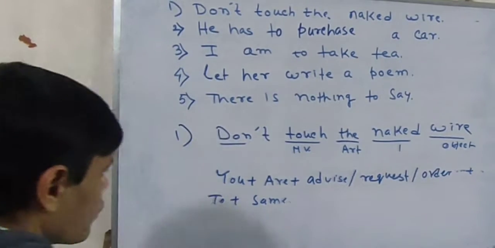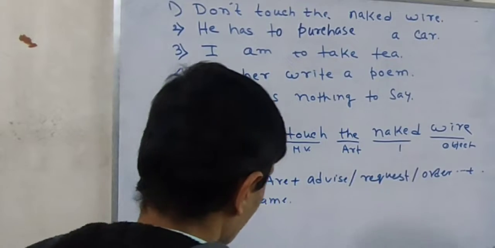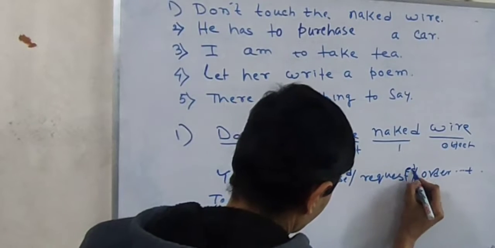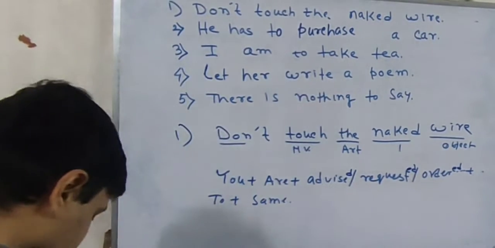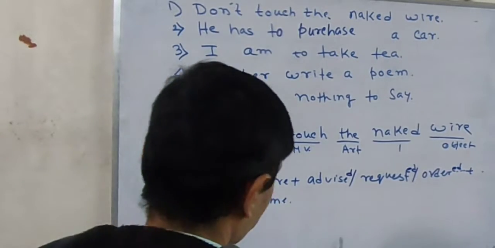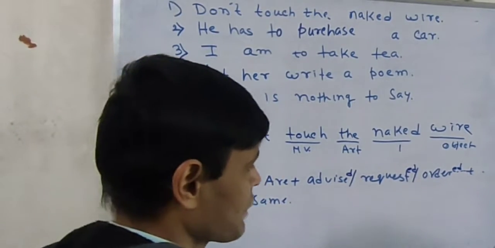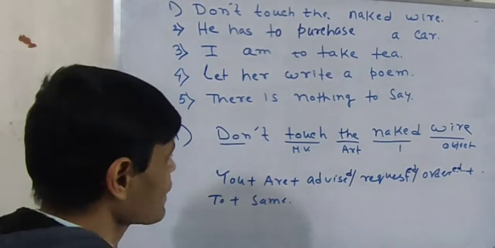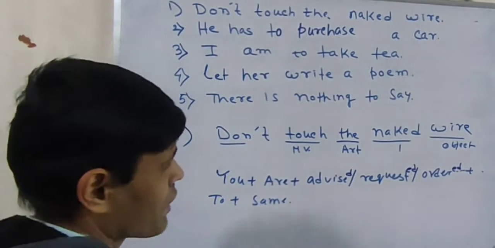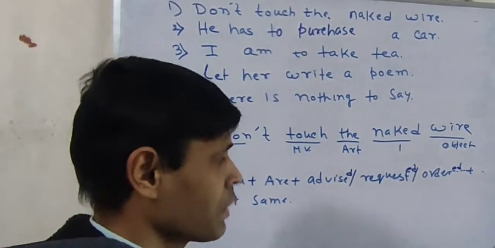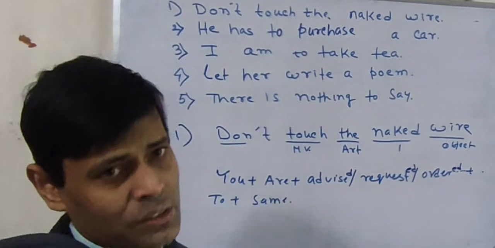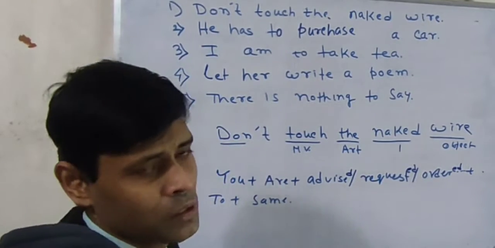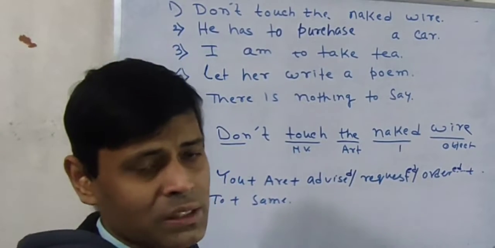So here what will happen depends on the sentence. Be careful about one thing. It will be requested, ordered, not "ordered" in the wrong sense. You plus "are" plus advised or requested or ordered, etc., should be written as per the meaning or the mood of the sentence. Here the sentence implies some kind of advice. If you are confused about what type of mood it is, whether advice or request or order, in that case you can write "told." Told is the safest answer.